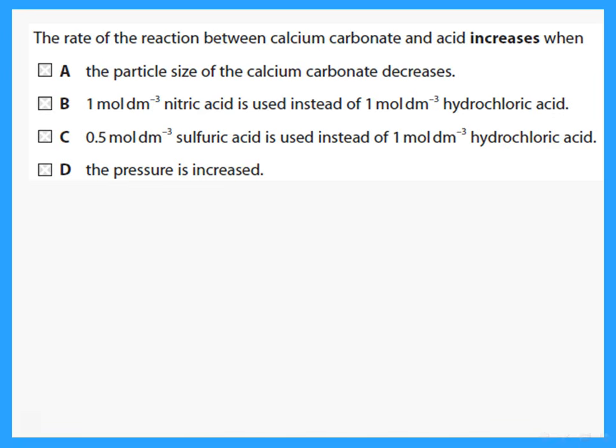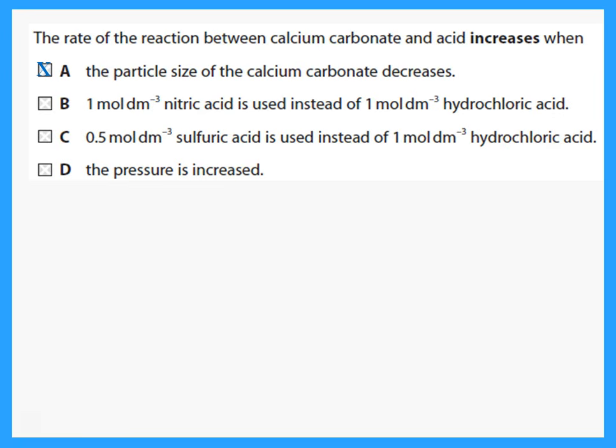The rate of reaction between calcium carbonate and acid increases when we do what? Okay, so we want the rate to increase. The particle size decreases. Yes, that would be correct. We said if the particle size decreases, that means you have powder, for example, instead of lumps, and that would increase the rate. Now, option B says 1 mole of nitric acid is used instead of 1 mole of hydrochloric acid. That's the same concentration.